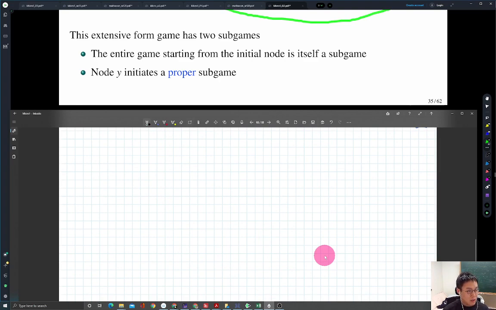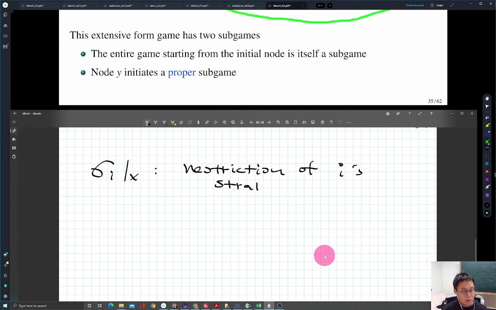So sigma I, given x, is the player I's strategy. So the restriction of player I's strategy to subgame gamma x. Okay.